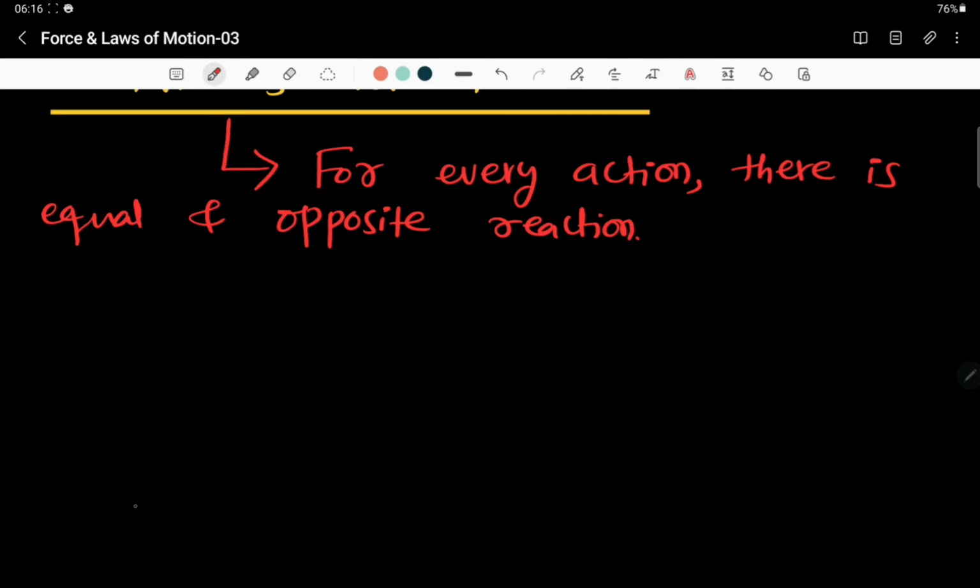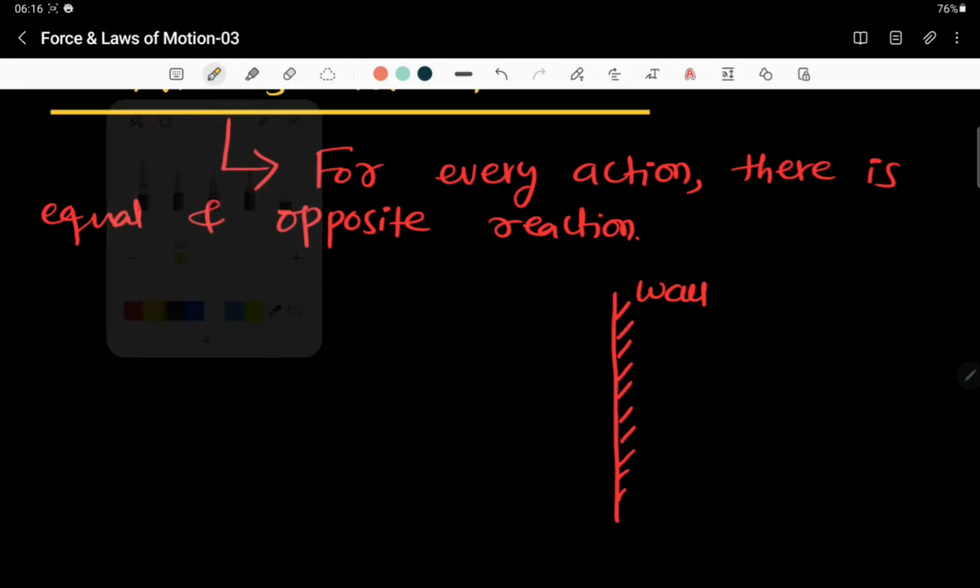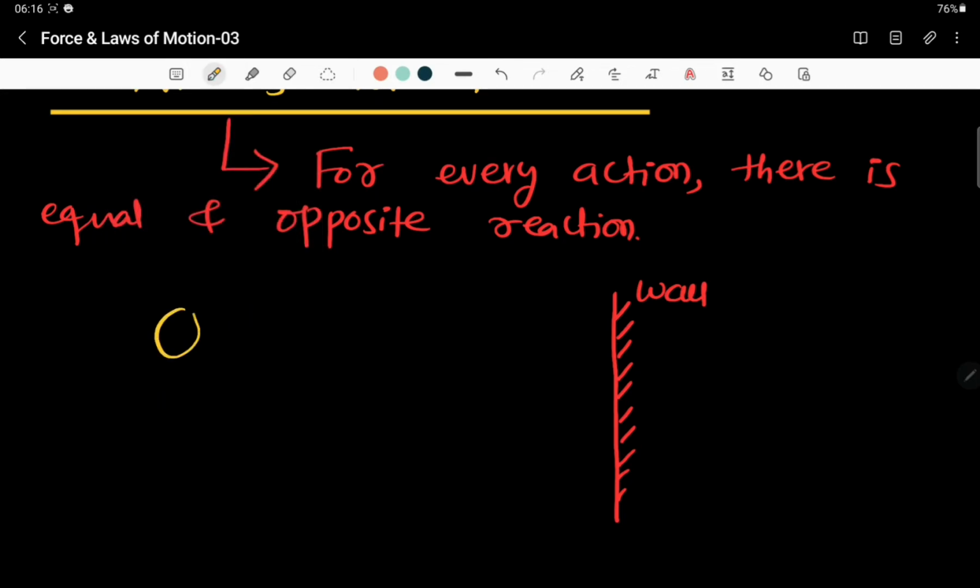For example, here is the floor. Otherwise, there is a wall. This is the wall, and on this wall, I mean this is painted red. You are throwing a ball. For example, there is a ball here, and you have thrown it. So there is a ball, and you have thrown that ball onto the wall.